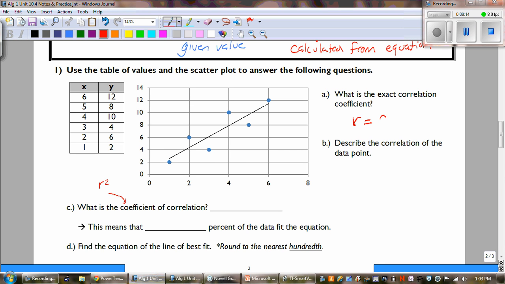So 0.89. Okay, so what's that tell us? We're describing that correlation, and it tells us that the correlation is positive and strong.